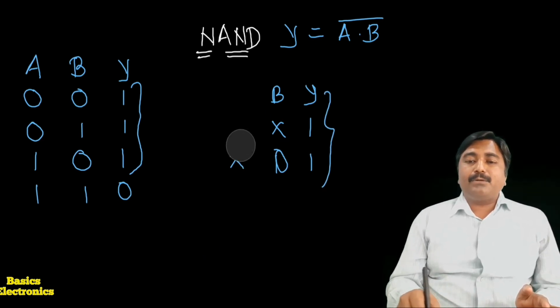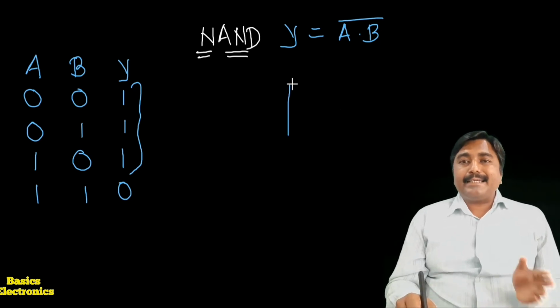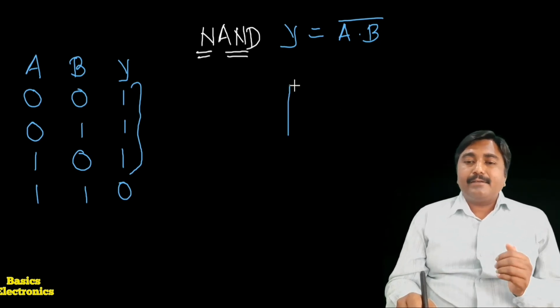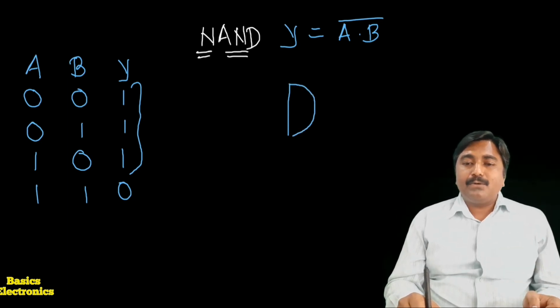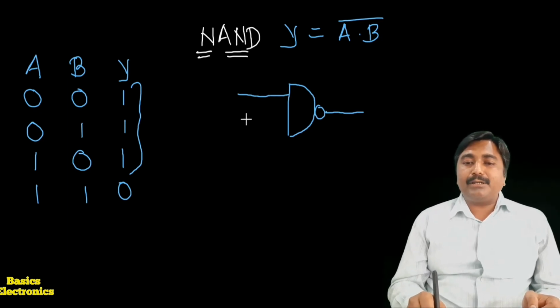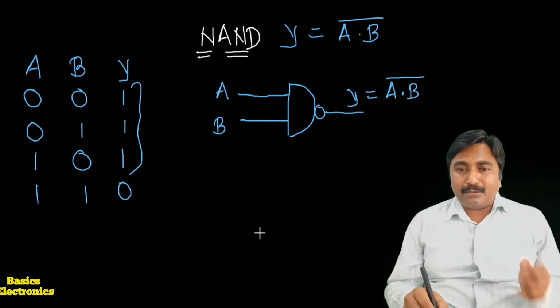Okay, now we have to draw the symbol of the NAND gate. The NAND gate is constructed by using the AND gate, and the output of the AND gate is applied to the NOT gate. So we apply the bubble at the output side, and it may have two inputs or more than two inputs. We consider only the two-input NAND gate. A and B are the inputs and Y is the output, and Y equals (A dot B) complement.